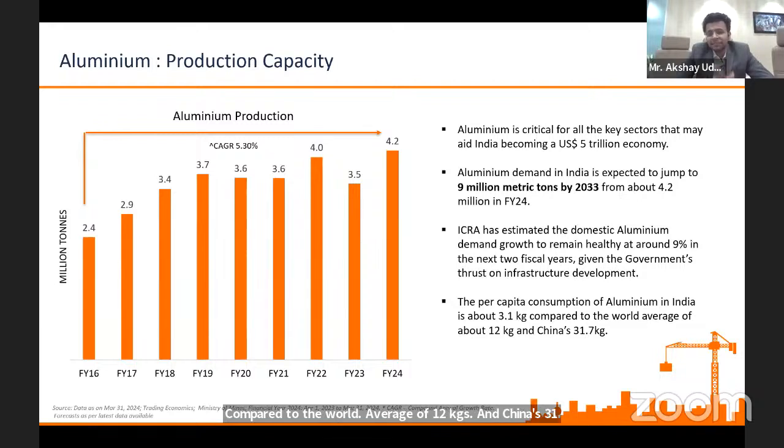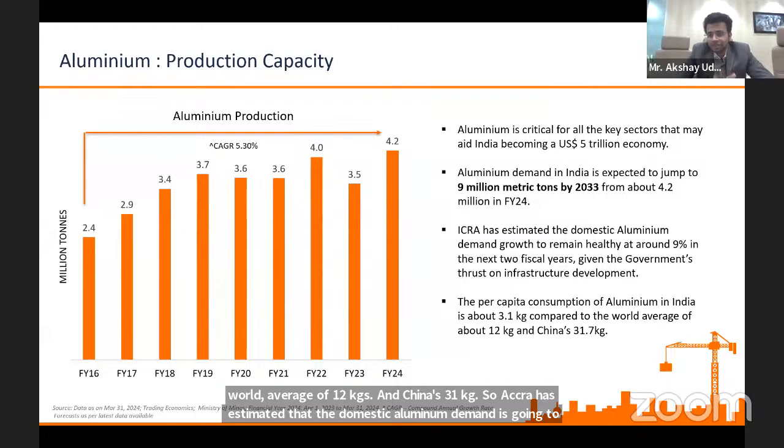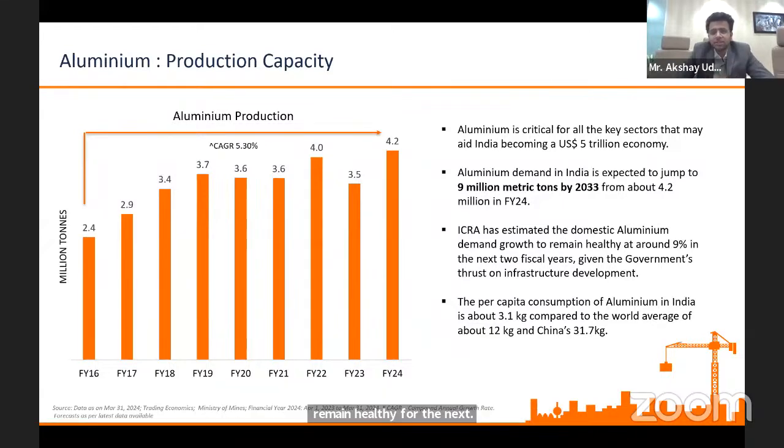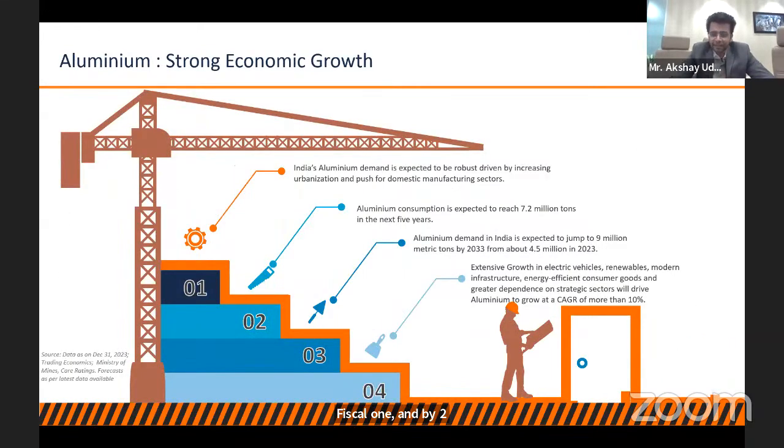ICRA has estimated that the domestic aluminium demand is going to remain healthy for the next fiscal, and by 2033 we are expected to see the demand grow to 9 million metric tons. And coming to how aluminium is placed overall, we are expecting the demand to jump from 4.5 million to 9 million by 2033. How is this growth going to be achieved?